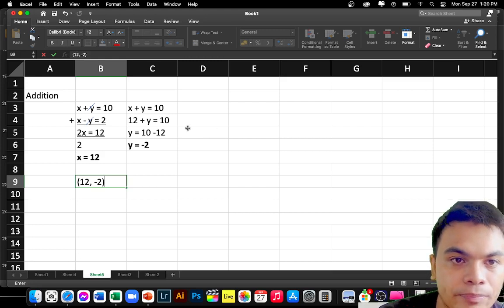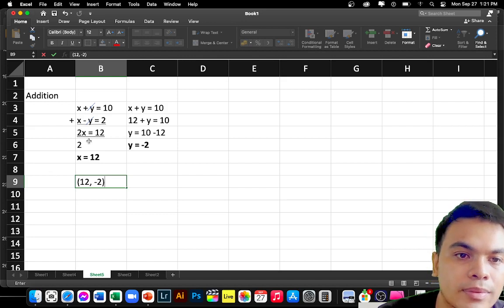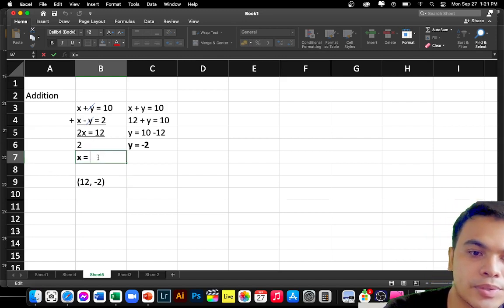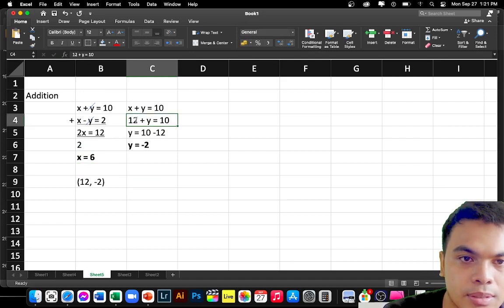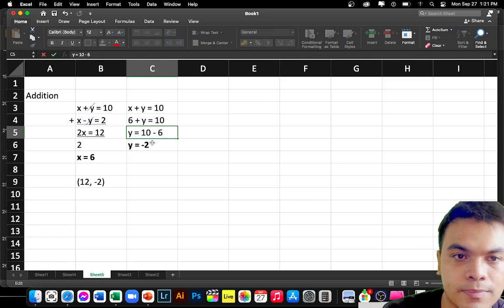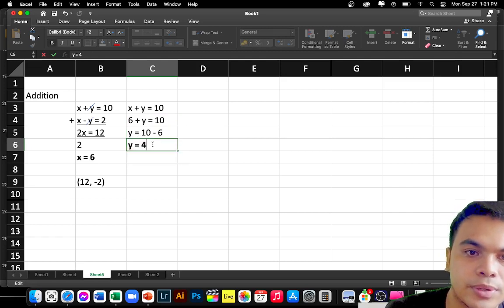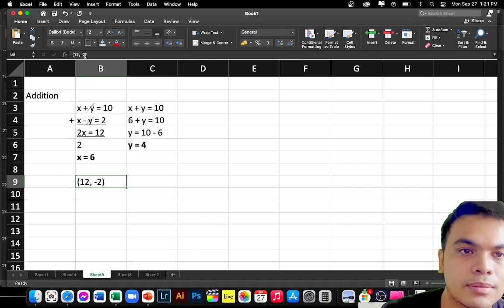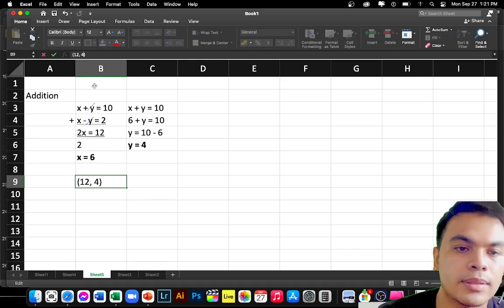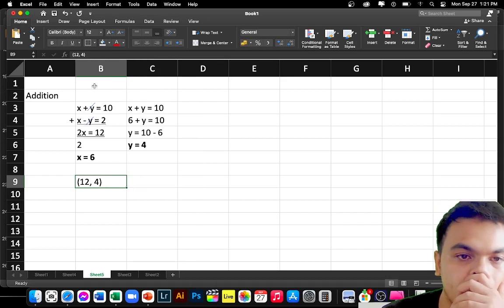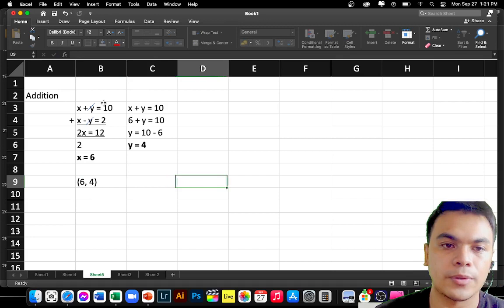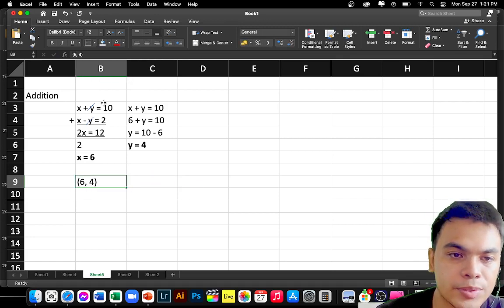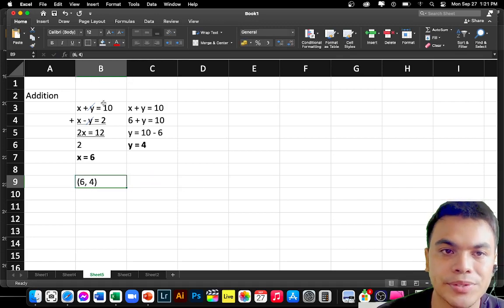Well, let's check if our solution is correct. Sorry. 12 divided by 2 is supposed to be 6. So, let's change this to 6. And 10 minus 6 is 4. Palitan din natin to. Okay? First, x is 6 while y is 4.